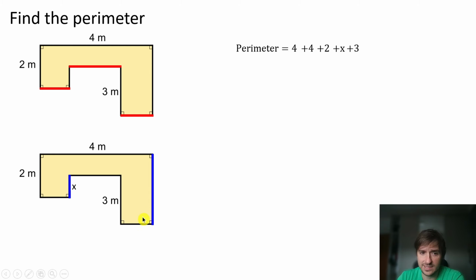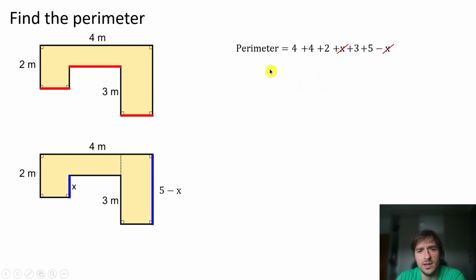So note that this side is equal to 3 meters plus this part here. But this part is equal to 2 minus x. So this side here is equal to 3 plus 2 minus x. That will result in 5 minus x. Let's add it to our equation. This x will cancel with this one.